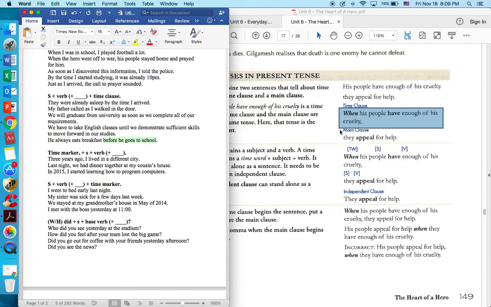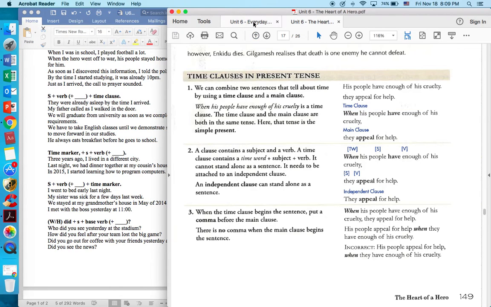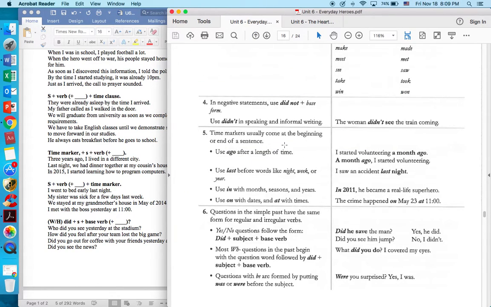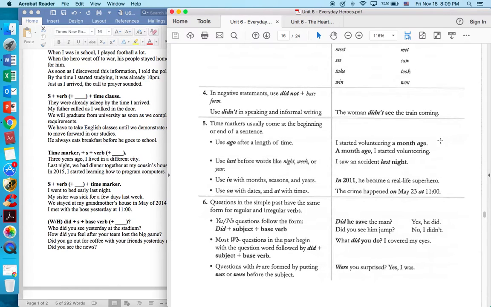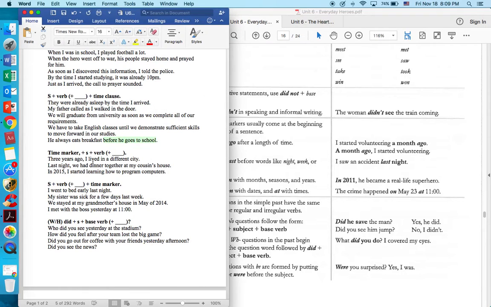We're also going to look at time markers. Time markers are things like 2 days ago, last night, in some year, on some day or date. So 3 years ago, we don't say before 3 years. I know a lot of students are tempted to say before 2 years, before 10 years, but in fact that is very incorrect. We say 3 years ago, and we have that time marker, need a comma, and then we go straight into the rest of the sentence.